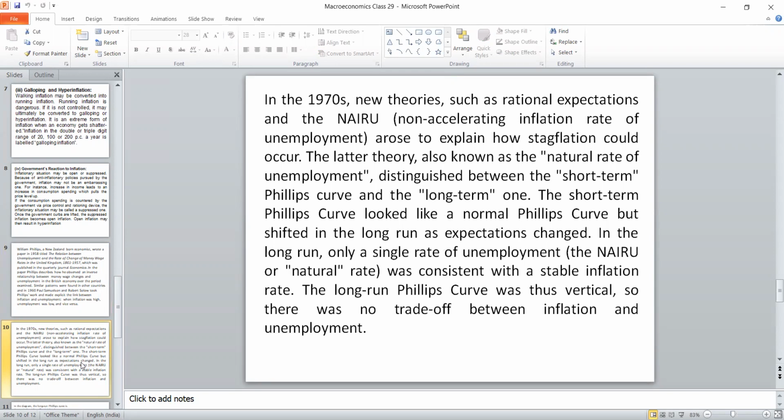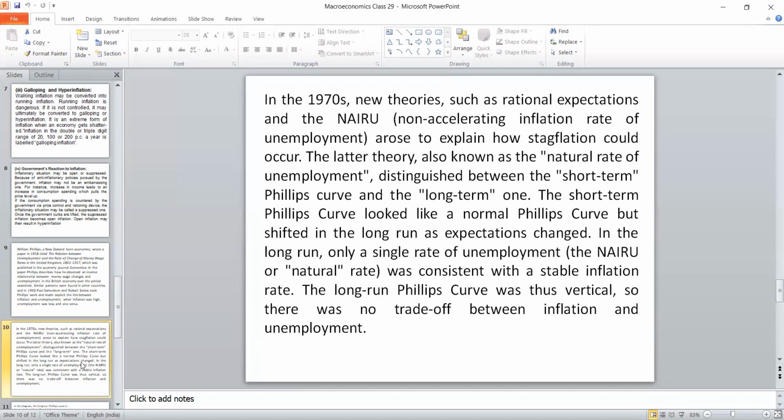What happened? The American economist, Milton Friedman, just changed the name. Instead of saying non-accelerating, it is the natural rate of unemployment. Definitely it is a more correct term, because Phillips gave both what will happen in the short run and what will happen in the long run. There is no difference, but he rightly pointed out that the Phillips curve is the right concept, but it should be applied in a different manner.